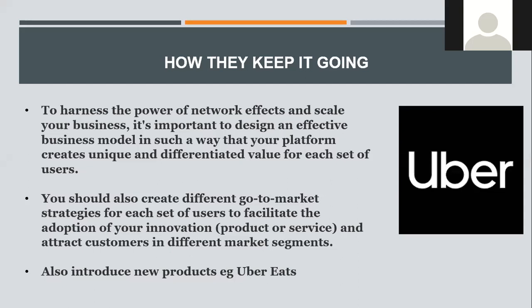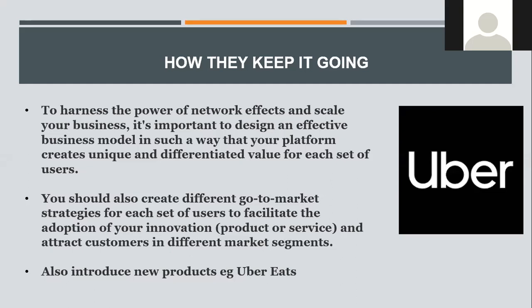So how do they keep it going? To harness the power of network effects and scale your business, it's important to design an effective business model in such a way that your product creates unique and differentiated value for each set of users. So that's what Uber has done by making sure they have enough riders and enough drivers. If they have too many vehicles, your wait can only go down to a certain level. Once they get to a 0-minute wait, people will miss their Ubers. So 5 minutes is okay. So they need to make sure it's the right amount.